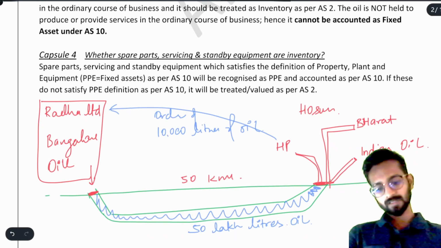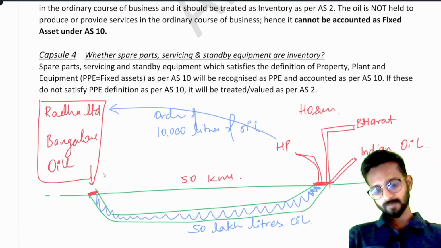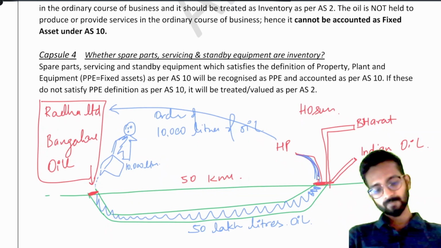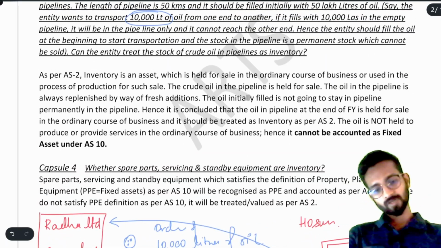So what Radha Limited does, I will make here some jug, and they are putting oil here. How much? 10,000 liters. Okay, who's putting oil from the jug? This manager is standing here and he is putting the oil. Now he is putting the oil into this and it will be transferred to Hindustan Petroleum. Here we are transferring.